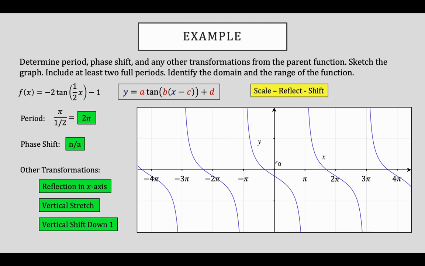Okay, so there we have the shape of our graph, and it might be helpful for you guys to draw in your vertical asymptotes as well. All right, notice our vertical asymptotes, that's where our function is undefined. Okay, why is that helpful?